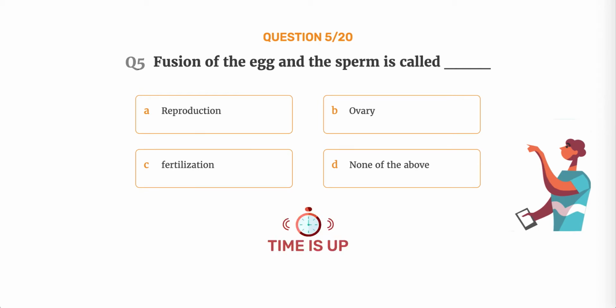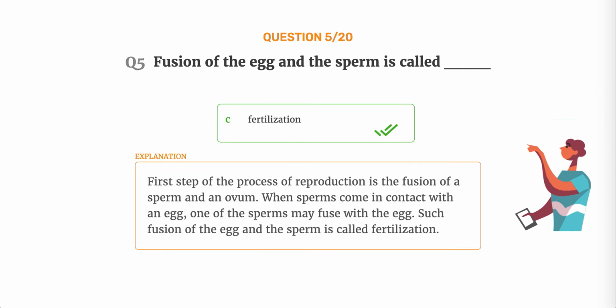The correct answer is option C. Fertilization. First step of the process of reproduction is the fusion of a sperm and an ovum. When sperms come in contact with an egg, one of the sperms may fuse with the egg. Such fusion of the egg and the sperm is called fertilization.